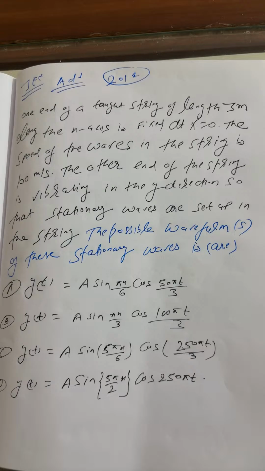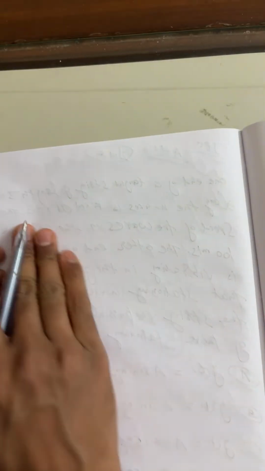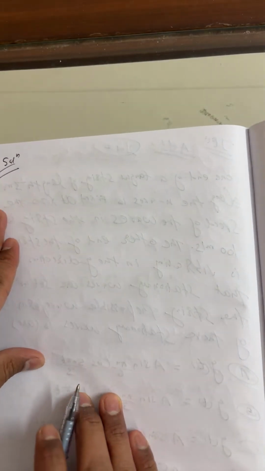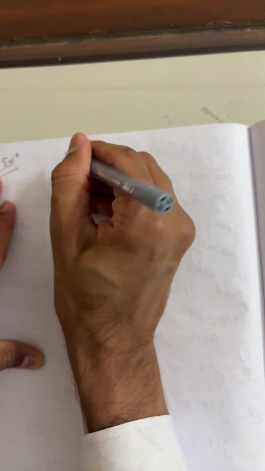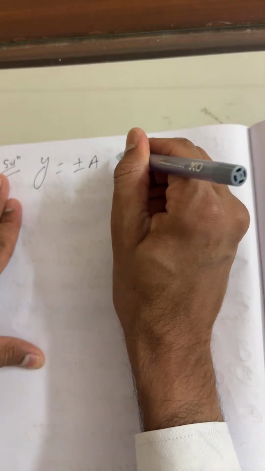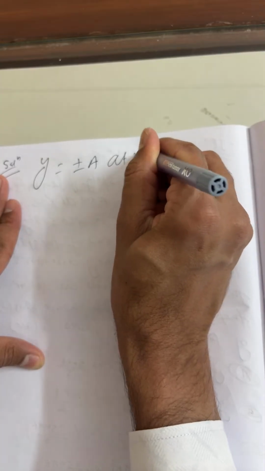One end of the string of length, beta, what dimensions? 3 meter. This is what, 3 meter. Okay, so beta, have a look here at the question first, students, for the solution. Amplitude is mentioned in the question. That is what you can say, y is equal to plus minus a. Beta, the amplitude here is x is equal to 3.